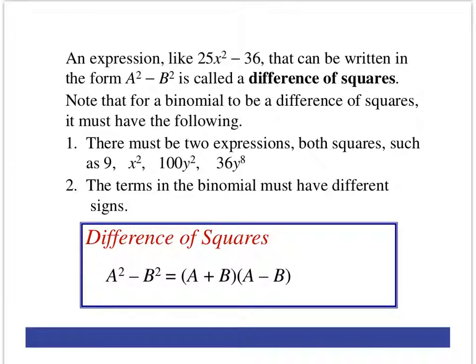Expressions like 25x squared minus 36 can be written in the form of a squared minus b squared. It's called a difference of squares. Note that for a binomial to be a difference of squares, it must have the following. There must be two expressions, both squares. We've talked about this before, and the terms in the binomial must have different signs. That means that this has to be plus and this has to be negative, or vice versa. As long as they have different signs, we can make it work. It's called the difference of squares.